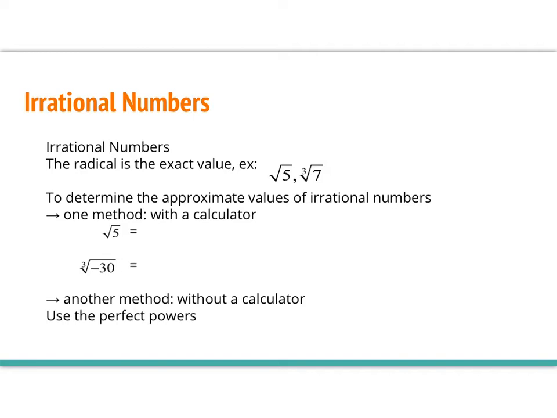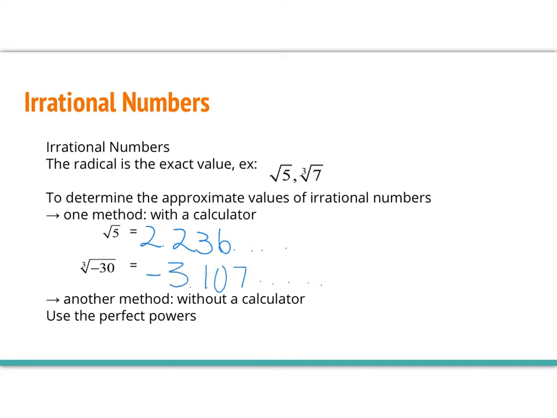To determine the approximate value, we can use a calculator. So putting the square root of 5 into our calculator, we get 2.236, and it just goes on and on. The cube root of negative 30 is negative 3.107, on and on and on.